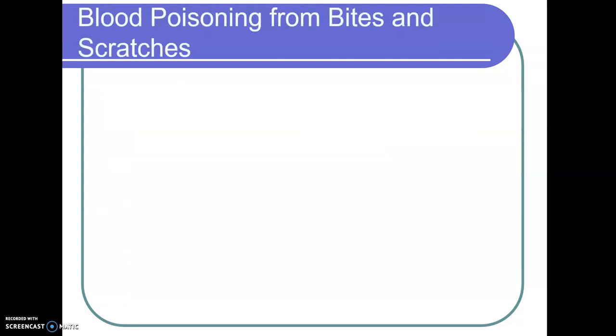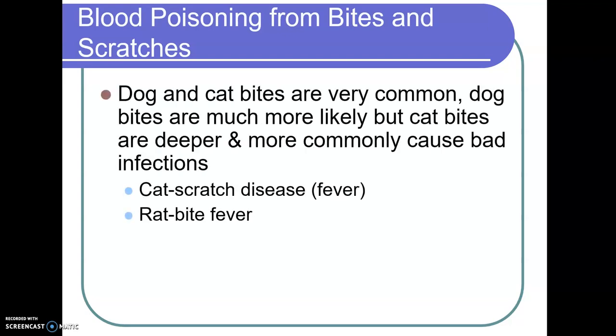Okay, so now we're going to talk about animal bites and scratches. Of course, with our domestic pets, dogs and cats, it's very common for bites and scratches to occur anytime that they're upset or not feeling well or whatever. Because there are more dogs than cats in the country, dog bites are much more common than cat bites, but cat bites are much more serious.